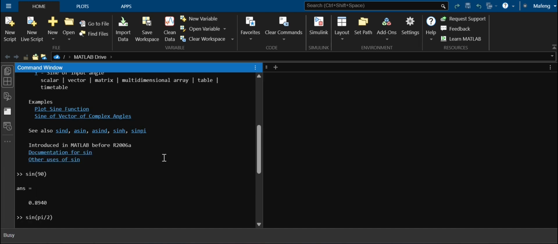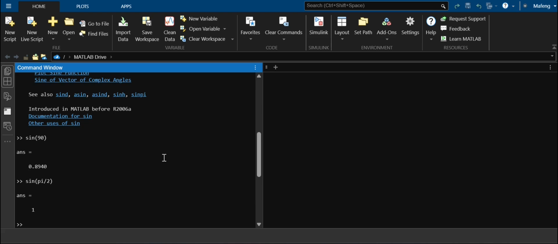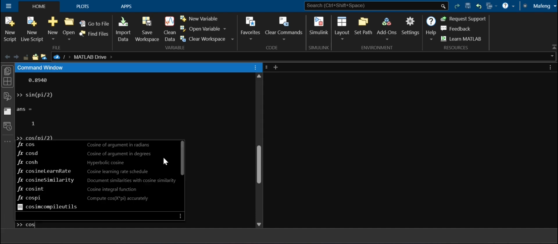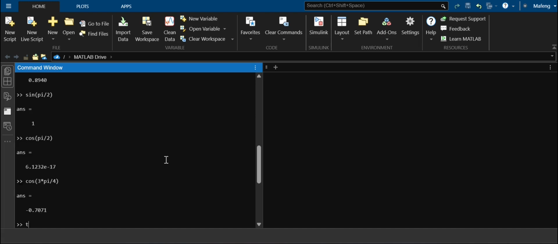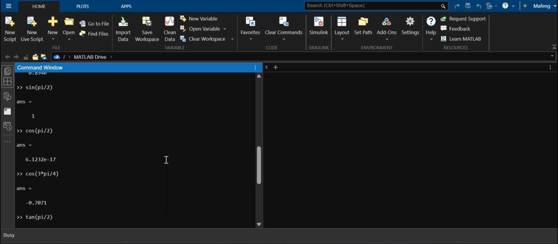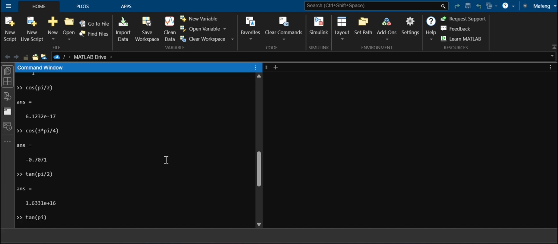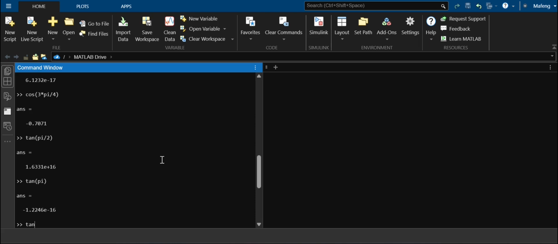So if you wanted it in radians, sin pi over 2, which is sin 90 in degrees, will give you 1. cos pi over 2, cos 3 pi over 4, tan pi over 2. This is tan 90. Tan pi will be tan 180. Remember, all these values that you're passing will be in radians, not degrees.